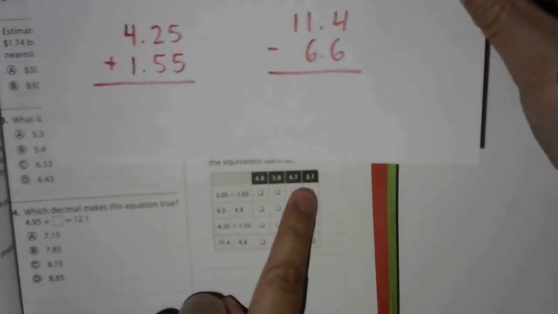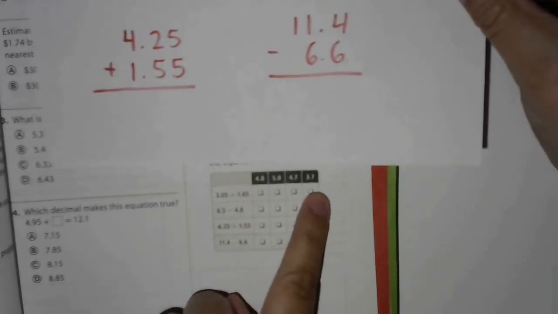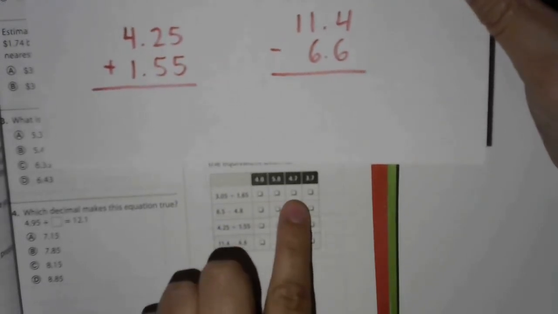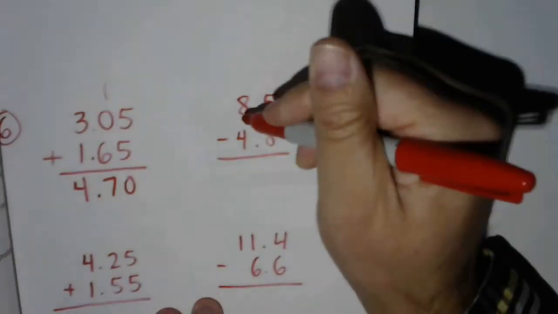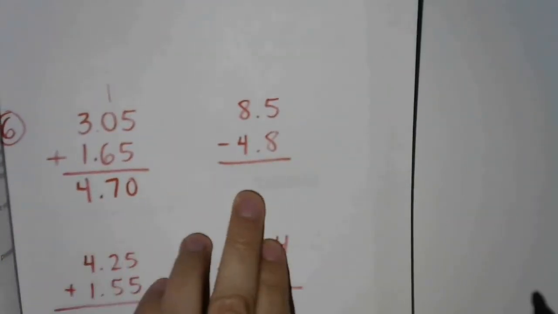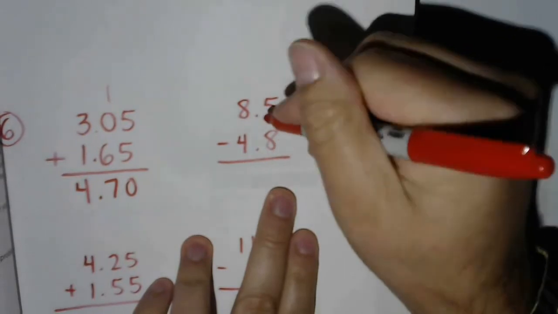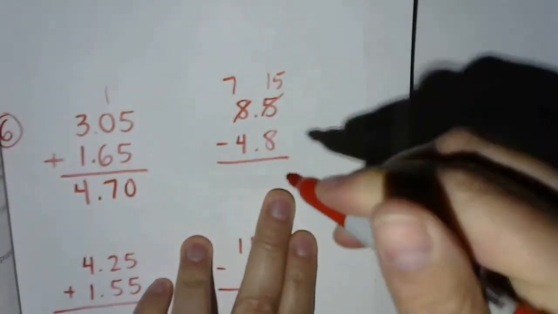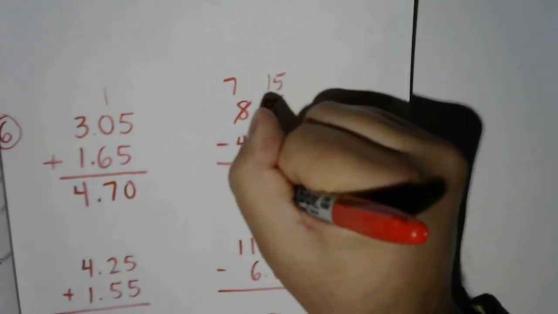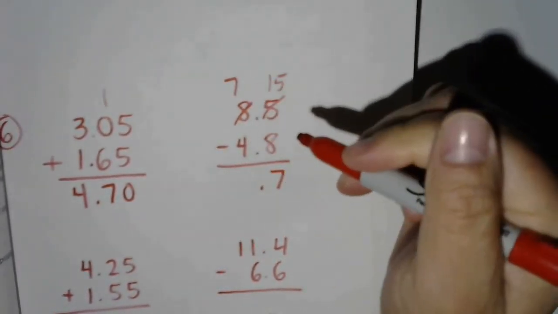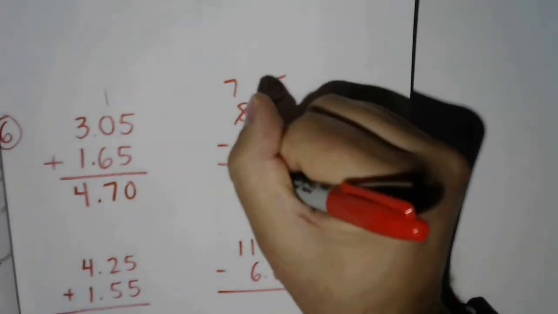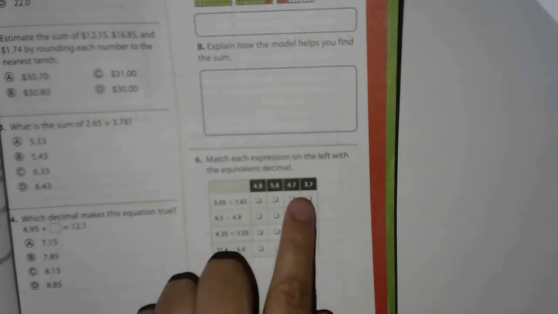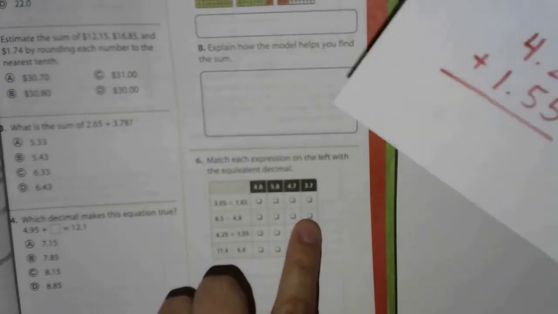But look, I don't see it anywhere. Remember, an equivalent decimal with 4 and 70 hundredths is 4 and 7/10. So there it is. Let me move on. Now I've got a subtraction problem. 8 and 5/10 minus 4 and 8/10. I can't take 5 minus 8, so I'll borrow. That becomes a 7. The 5 becomes 15. 15 minus 8 is 7. Drop my decimal down. 7 minus 4 is 3. I get 3 and 7/10. And wouldn't you know it, 3 and 7/10 is one of my options that I can select.